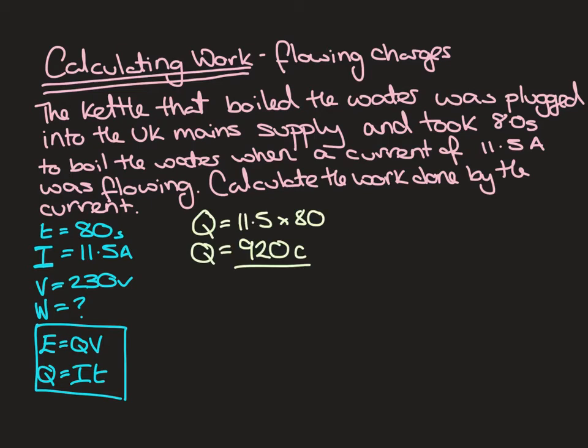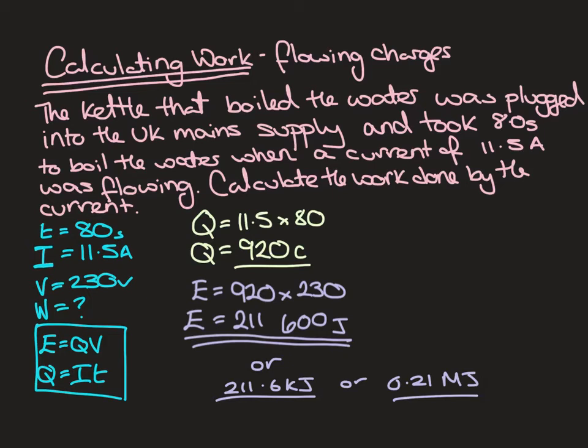So let's find the charge. It's equal to the current times the time. So we've got 11.5 amps multiplied by 80 seconds. So that gives us a charge of 920 coulombs flowing while the kettle is boiling the water.